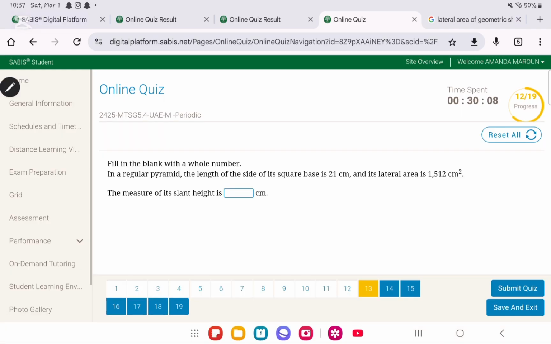So, in question number 13, they said in a regular pyramid, so you have to remember the rules for the pyramid, the length of the side of its square base is 21 centimeters. So let's draw what we are facing. We have a square, 1, 2, 3, and 4. You can imagine it, yeah? This is what we have. They said the side of its square base is 21. So this is 21, this is 21, 21, and 21.